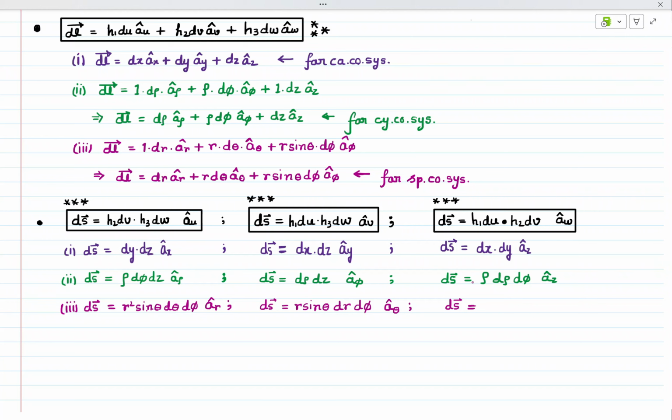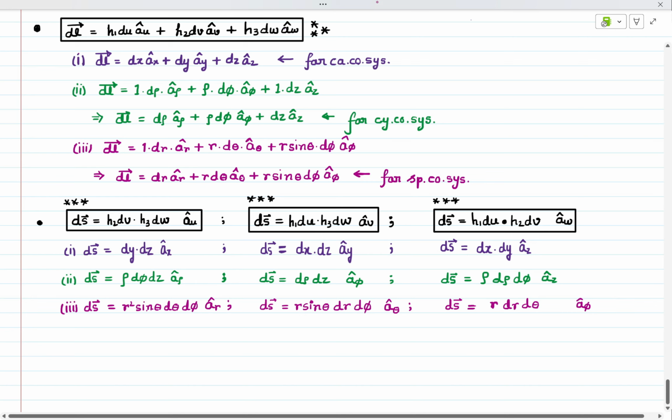Now, in the direction of phi, that is nothing but h1 h2, that is nothing but r, and du dv, nothing but dr d theta. h1 and h2 are what? 1 into r. So that means I have written r over here. So r dr d theta in the direction of phi. This was about the differential area.